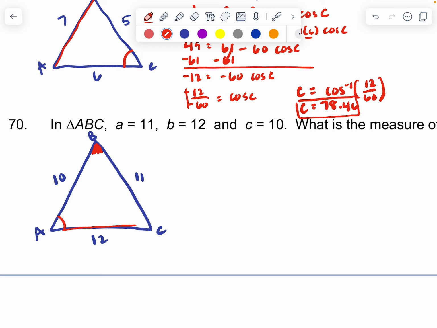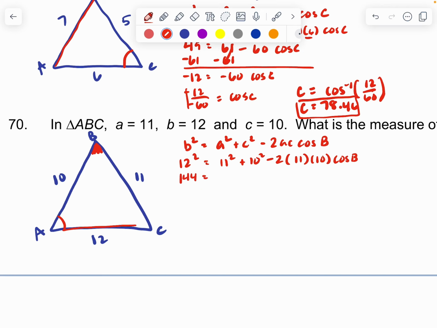So I need to find that one first just to make sure it's not wrong, okay? So let's go ahead and find angle B. So again, I'm going to do law of cosines. So it's going to be b squared, because I'm looking for angle B, equals a squared plus c squared minus 2ac cosine of B. Okay, so plugging this in, I'm going to get 12 squared equals 11 squared plus 10 squared minus 2 times 11 times 10 times the cosine of B. So this is 144 equals, and you guys, this is 121 plus 100 is 221, and then this is minus 22 times 10, which is 220 cosine of B.